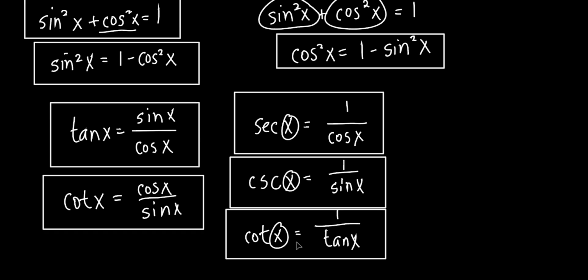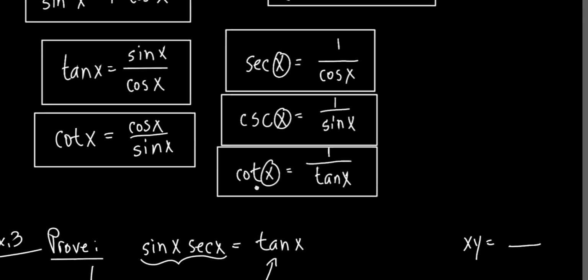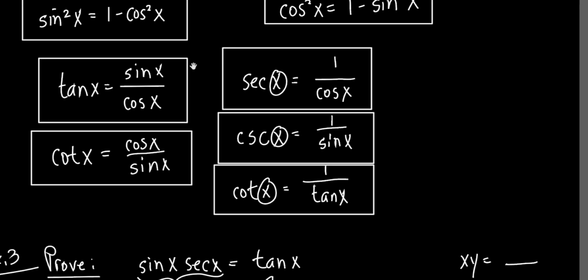Because look, let's pay attention. The cotangent is 1 over the tangent. That means it's the reciprocal or the inverse of the tangent. What is the tangent? Sine over cosine. What's the reciprocal of that? Cosine over the sine. So cotangent is the cosine over the sine. Maybe we'll use that fact. Yeah, absolutely. Anything that is equal, you can do that.